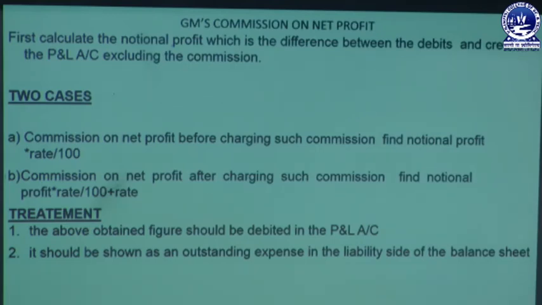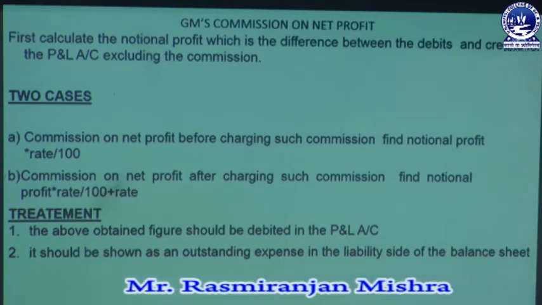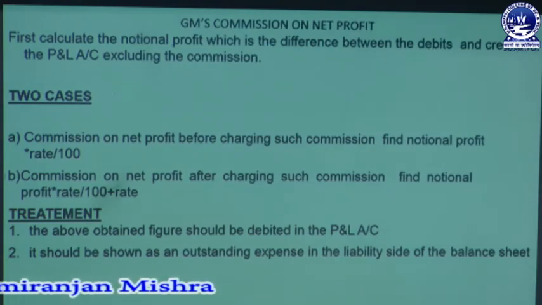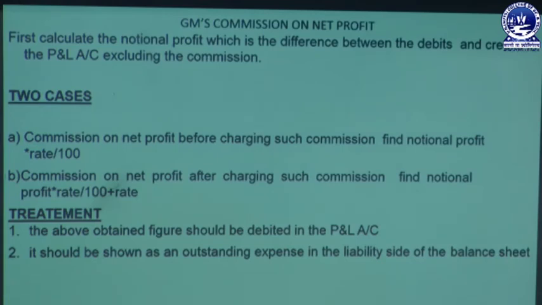When commission on net profit before charging commission, then find the notional profit. After that, certain percentage of commission divided by 100 is the amount of commission before charging such commission. If the commission is charged on a net profit after charging commission, in that case the result amount is notional profit into rate divided by 100 plus rate. So there are two cases, before charging commission, after charging commission. In case before charging commission, the formula is notional profit into rate by 100.